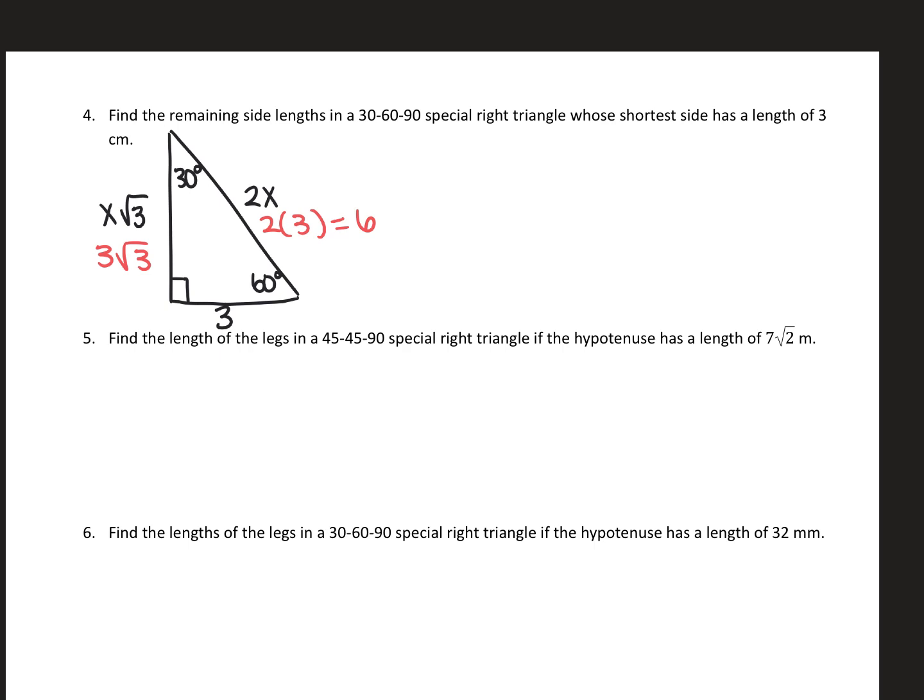Next, we're going to look at a 45, 45, 90 special right triangle. We know the hypotenuse has a length of 7 square root 2, and we want to find the legs. I should put units on these because I know they're all centimeters. So the hypotenuse is 7 square root 2. And we know that for the hypotenuse, the relationship is the side length x times the square root 2, which tells me my legs are just going to be 7.